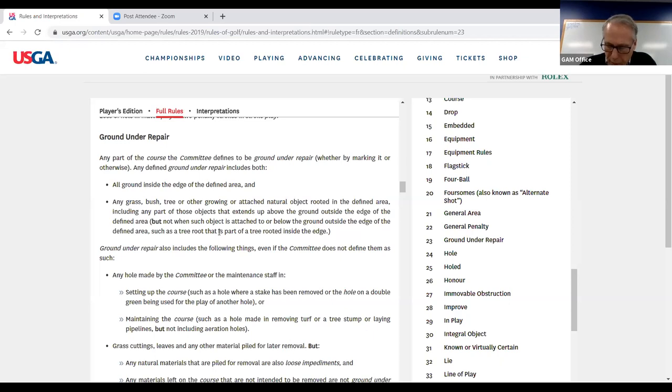Grass cuttings, leaves, and other materials piled for later removal can be considered ground under repair, or they could also be considered loose impediments. So materials left on the course piled up, say outside in a wooded area, that are not intended to be removed are not ground under repair unless the committee has defined them as such. Now, if you've got an animal habitat that is going to be endangered by a player's stroke, by definition that would be considered ground under repair.